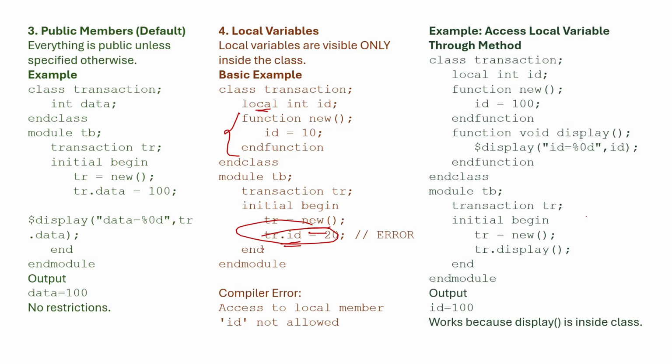And access local variables through methods. I told you, now, through methods we can access that, because I have displayed that value in my method. I'm calling the method, not calling the property. So int id is my local property here. Then I added a display method. In the display method I am displaying the id, that means 100 is assigned here. I can call this display method in my TB. This is my TB. Then I'm getting the output 100.